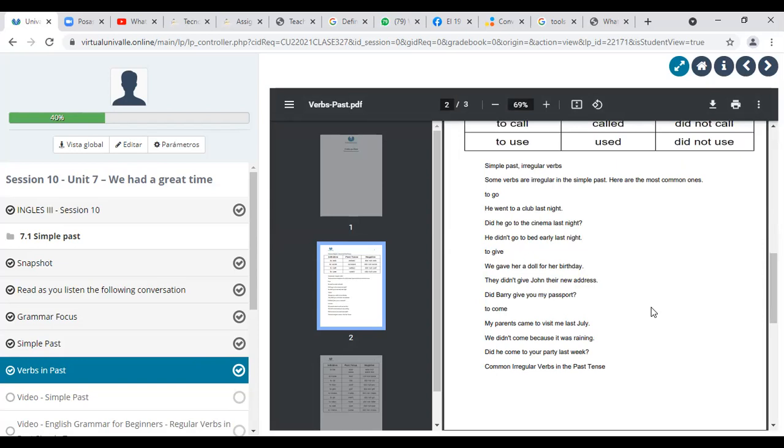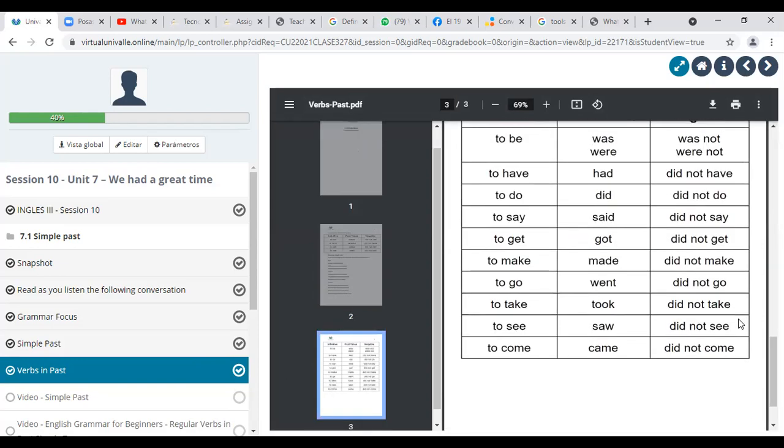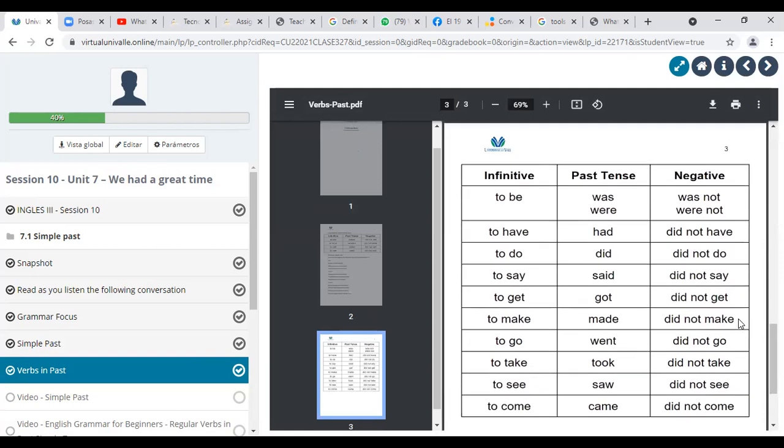Common irregular verbs in the past tense. So in here we have the irregular verbs. To be, was, were, was not, were not. To have, had, did not have. To do, did, did not do. To say, said, did not say. To get, got, did not get.